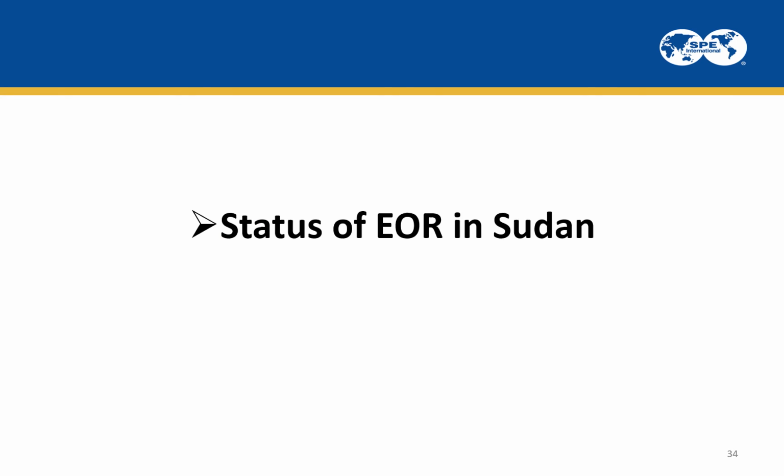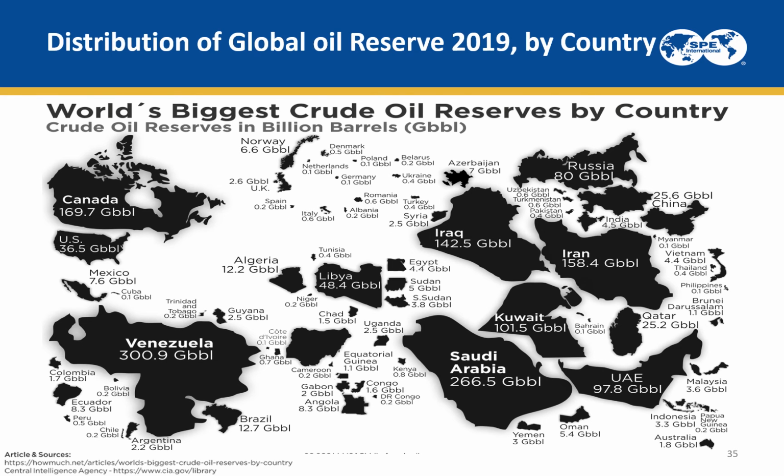Now let us look at the current status of EOR projects for Sudan. First, we start from the distribution of global oil reserves. Based on this study, we can notice that Venezuela has the highest storage reserve in the world, then Saudi Arabia at 266.5 billion barrels, then Kuwait, then Canada, and Iran, Iraq, Kuwait.